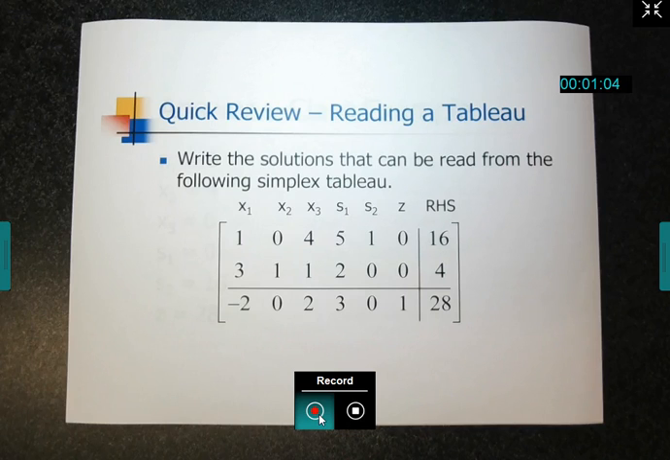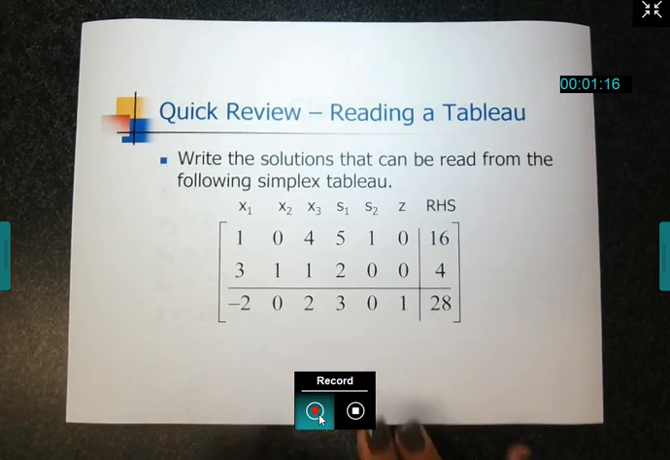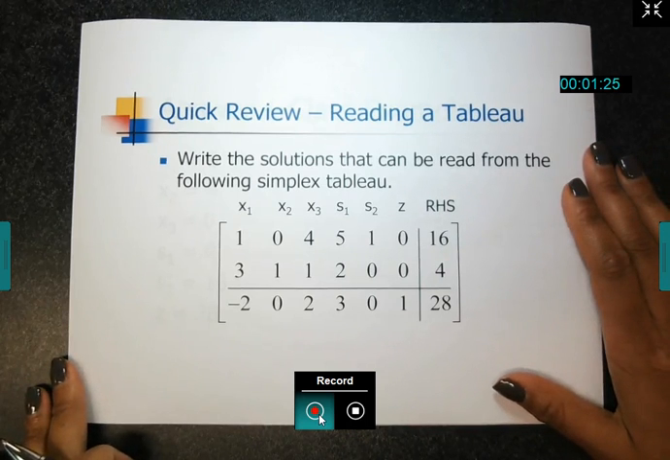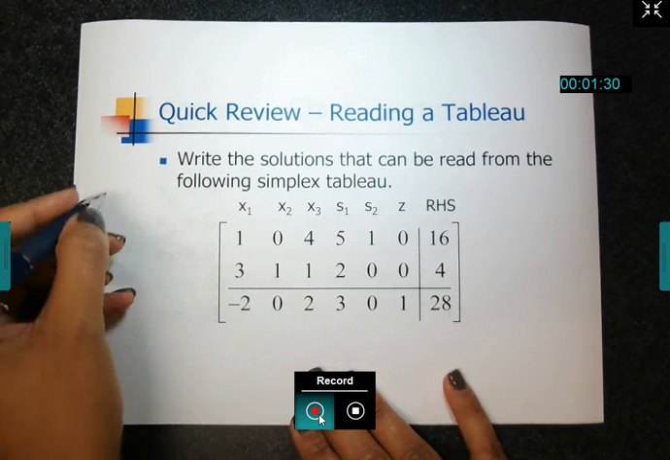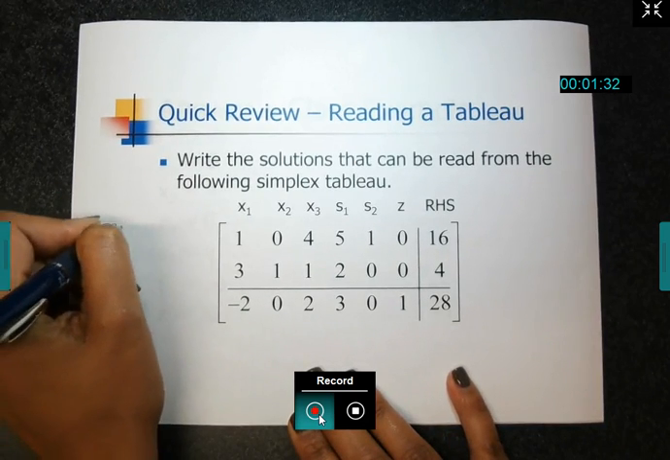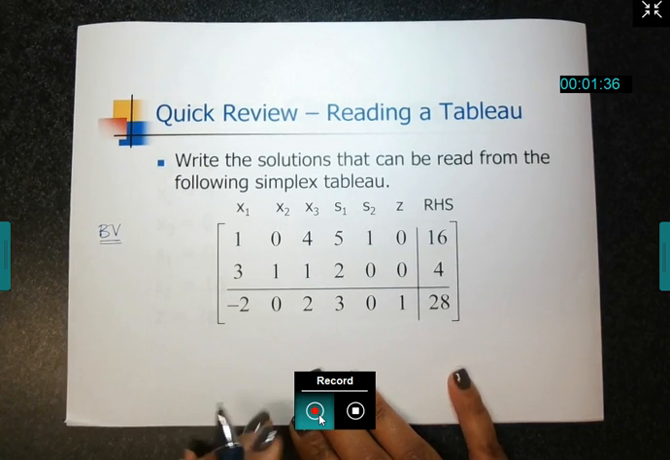One thing that I do want to review that was in section 4.1, the previous section, is how to read a Tableau. It says write the solutions that can be read from the following Simplex Tableau. That's an important concept that you really want to understand to help you solve properly today. I also want to review some vocabulary. For instance, I want to talk about basic variables, and I call them BVs.